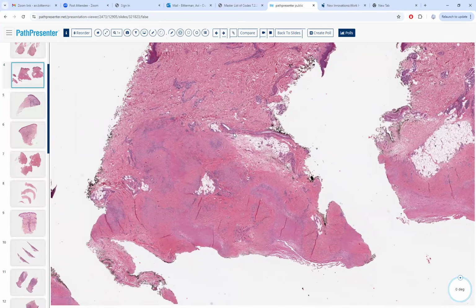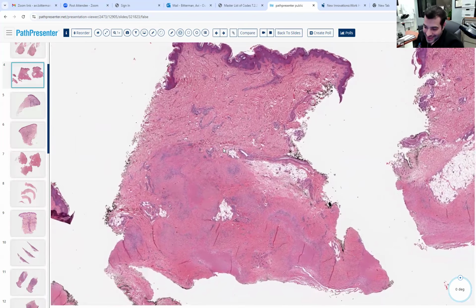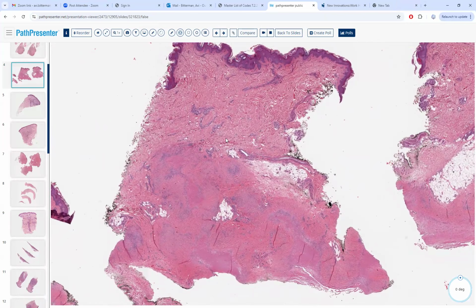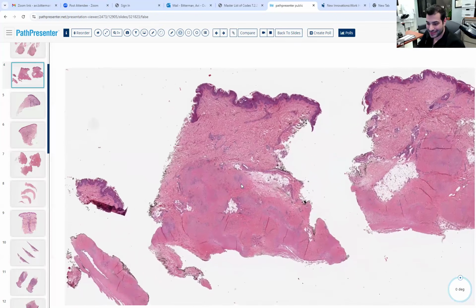NF1 and JXG and JMML. Right. Good. They test that. All right. What's this? What's going on? Looks like a palisaded granuloma. Palisaded granuloma. Very good. Yes. Where is the palisaded granuloma?